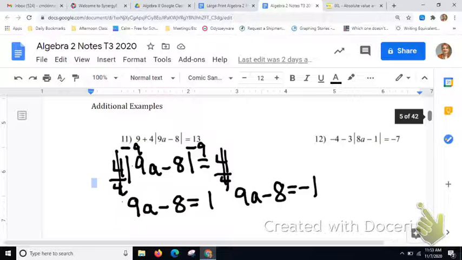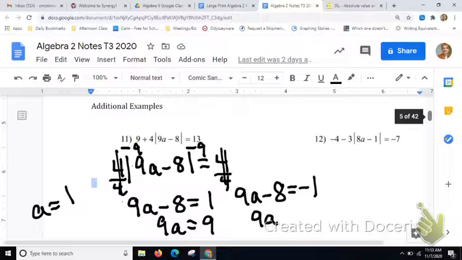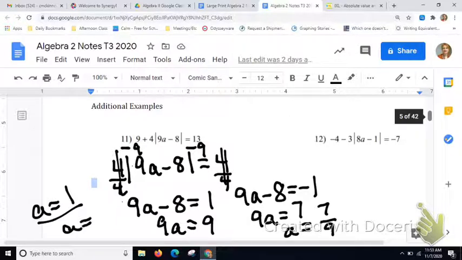So on the left side, when I add 8, I get 9a is equal to 9, so a is equal to 1. And on the right side, when I add 8, I get 9a is equal to 7, and I get a messy answer of 7 over 9. So my two solutions: a is equal to 1, a is equal to 7 over 9. You will have two solutions.